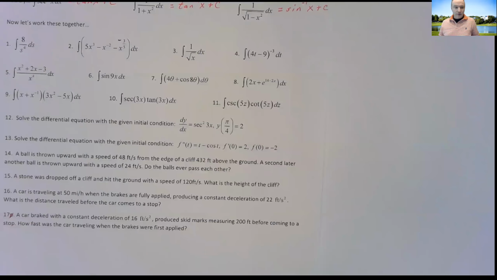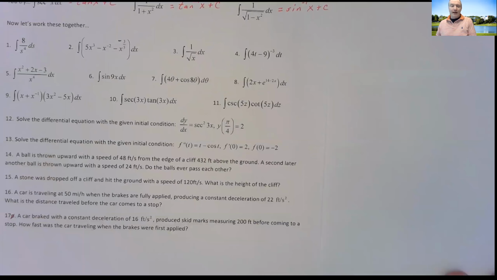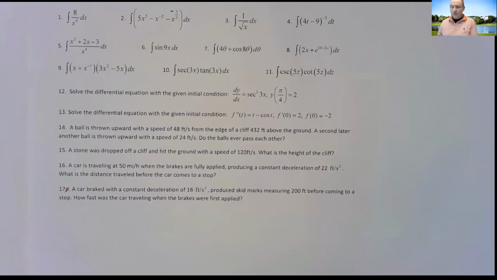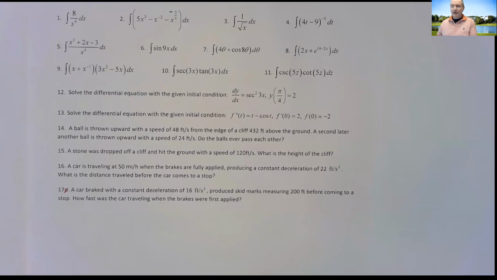Looking on to some others, usually I ask a question on a test like this next one. Again, it's not going to be on your homework assignment for now. Some later sections will deal with problems like this. A stone was dropped off of a cliff and hit the ground with a speed of 120 feet per second. I'm asking you, what is the height of the cliff?